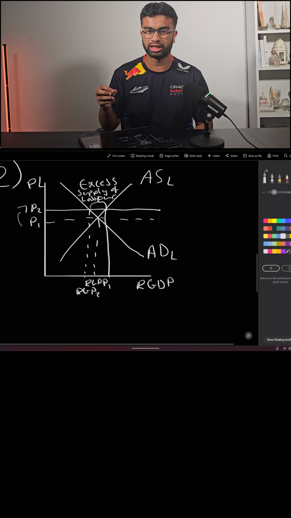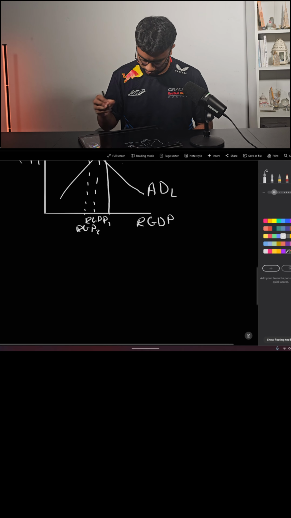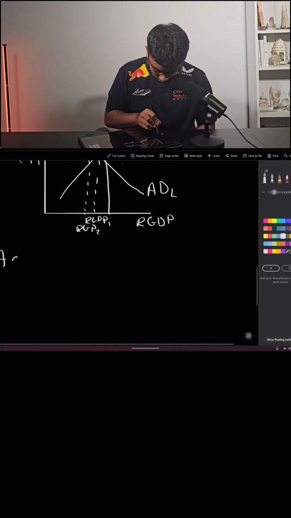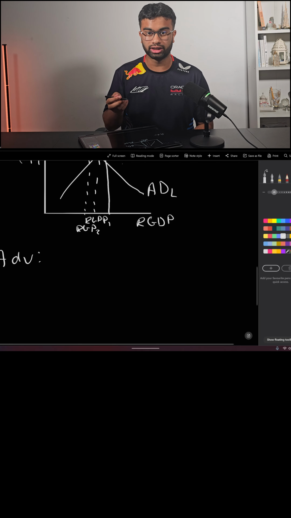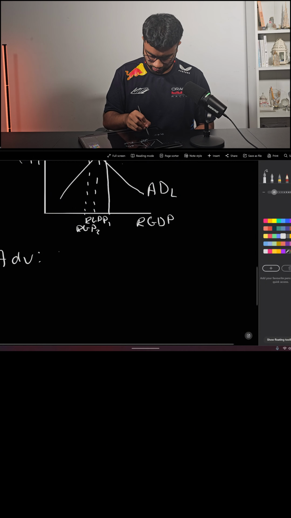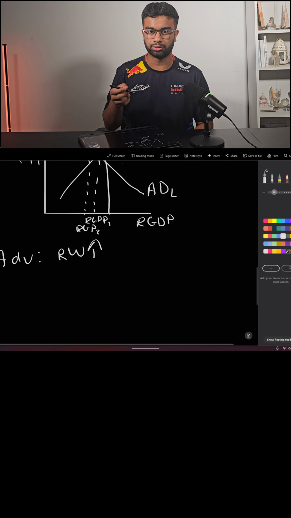So then if we want to look at the advantages and disadvantages in order to evaluate this, we could say that the advantage is that those who are working, so the real wage of the workers, will increase. Every worker will get a higher price, P2 as opposed to P1.